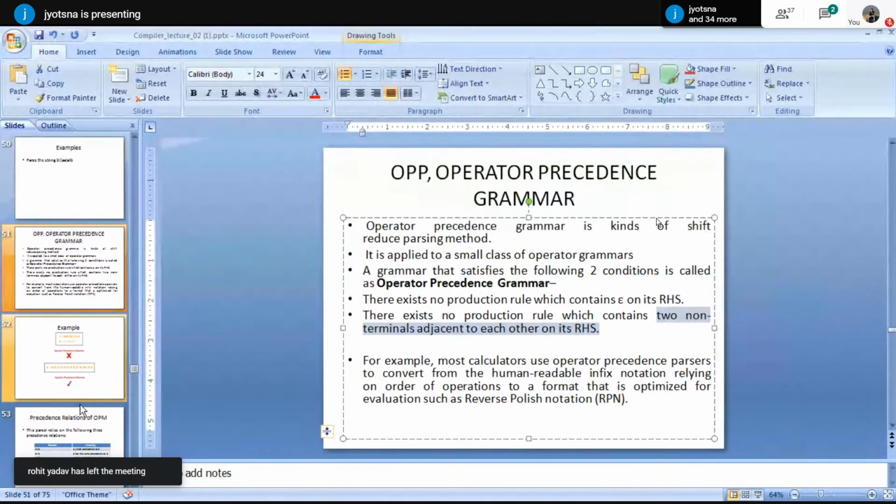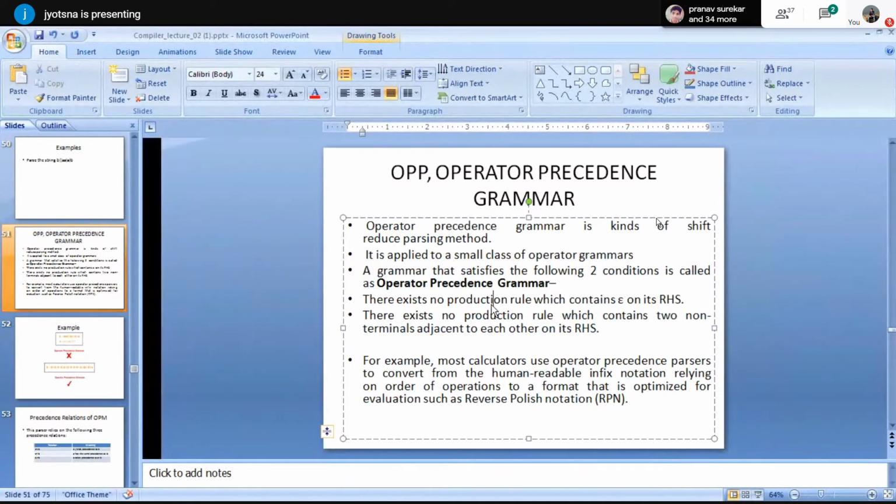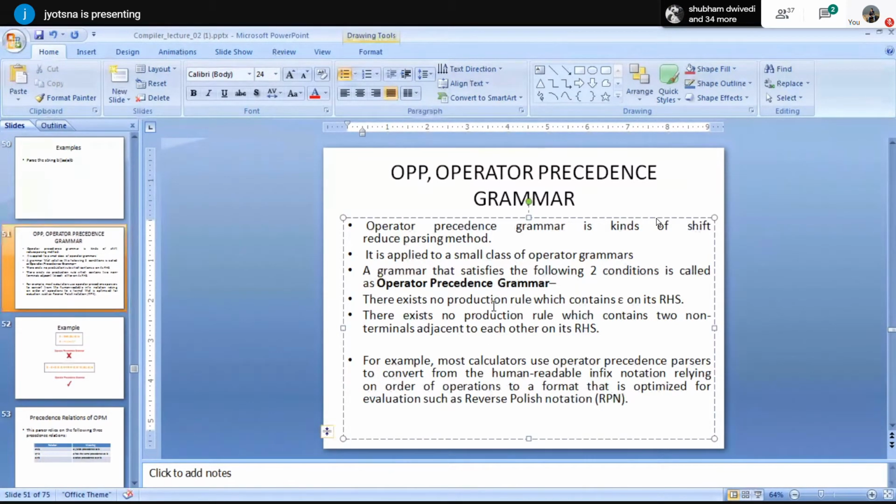I have also told you that it is not that only one rule has to be applied. You have to check the first rule, and then you have to look for the second rule. So both the rules have to be applied. It is not an or condition, it is an and. Both conditions have to be tested to state whether the grammar is to be called an operator precedence grammar or not.